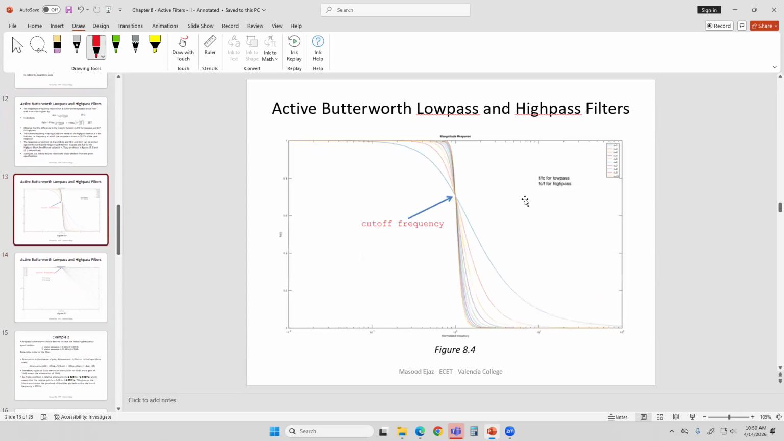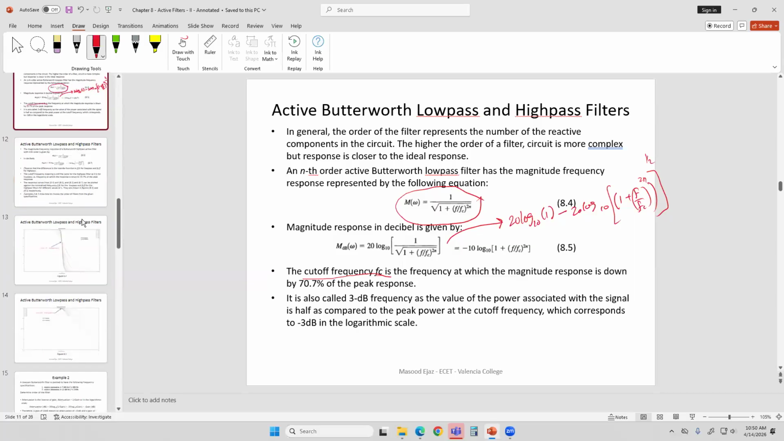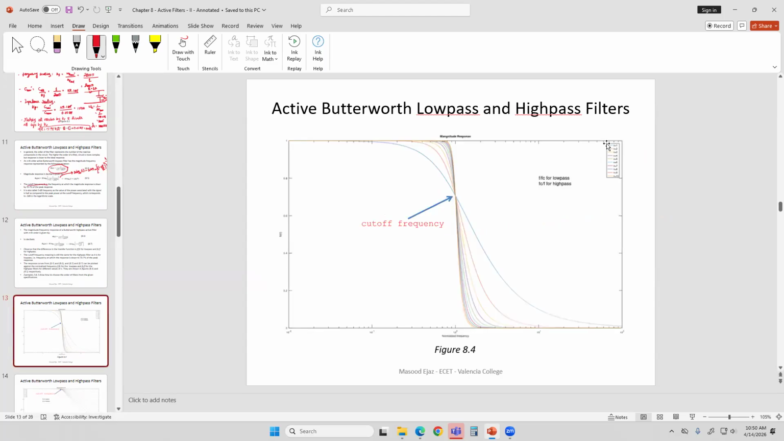We are going to be using these, and I advise you to just plot them in MATLAB and keep that plot. All we are doing, once again, is plotting this equation, using x for f over fc or fc over f, with x as your x-axis, and changing the value of n to generate multiple plots. I'm going from 1 to 10. In the book, if you have the book, I think they go from 1 to 7, if I remember correctly. I just went from 1 to 10.